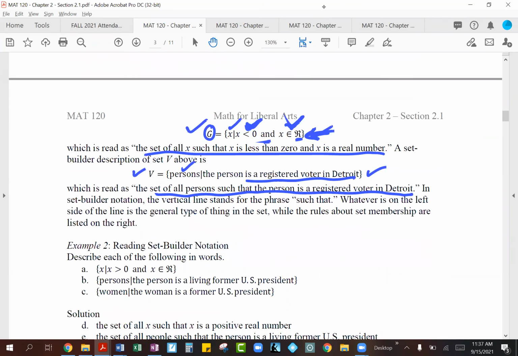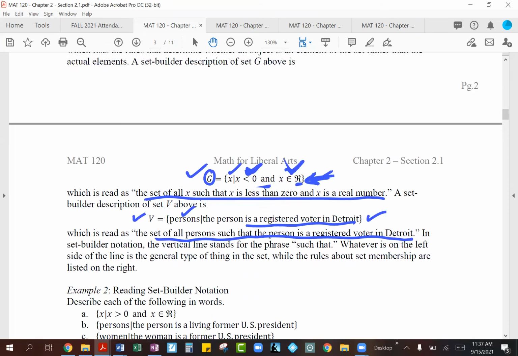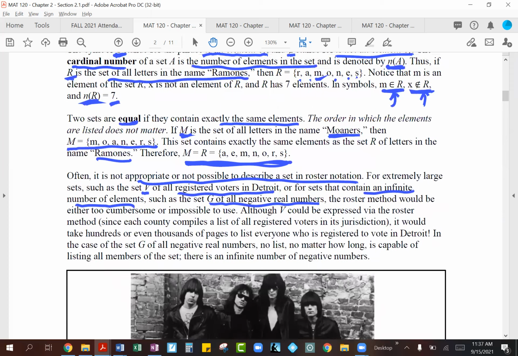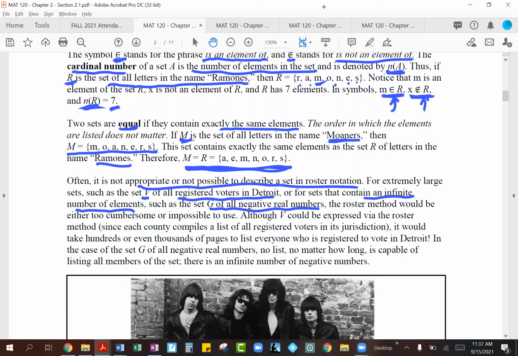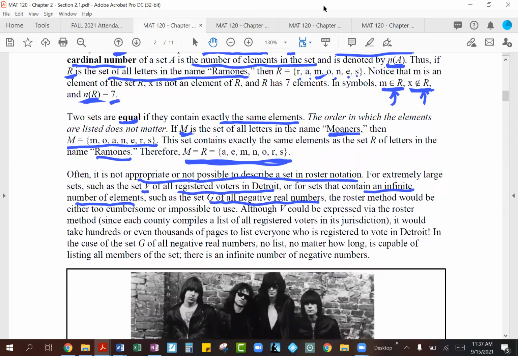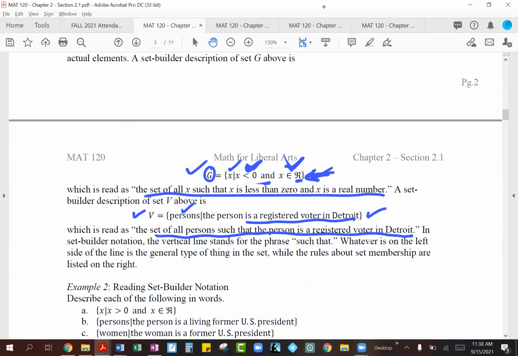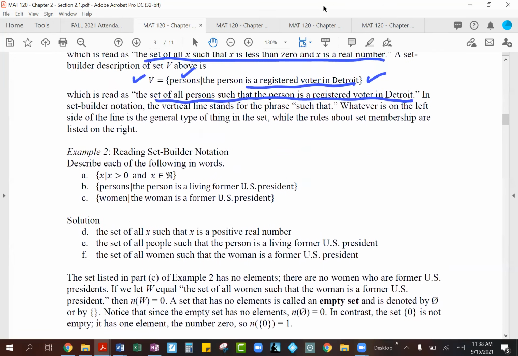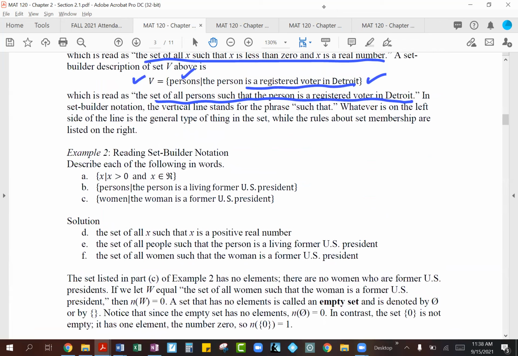So you can use the set builder notation for sets that are really, really large. If they are small enough, then you can use your roster notation like we did with the Ramones and the Moners. So it really just depends on what kind of set you end up working with. And then they've got a couple examples here just to make sure you're able to understand how to read set builder notation. So here you can see, again, we have a set with element X, where X is a positive number and X is again part of the real number set.